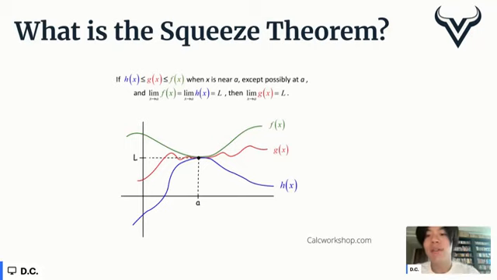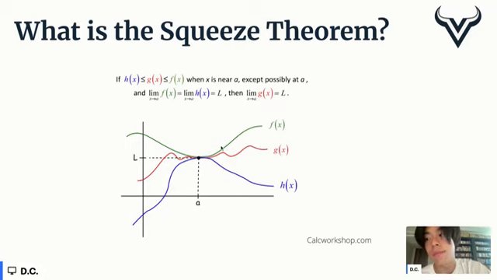So we must have 3 functions, h of x, g of x, and f of x, where h of x must be smaller than g of x, smaller than f of x. As seen in the graph, h of x is the lowest, g of x in the middle, f of x above. Just make sure it must be true in all the domains. So for any x value we see, this must be met. And then when x is approaching a, if the limits of h of x and f of x both equal the value L, then the limit of g of x as x approaches a is also L.